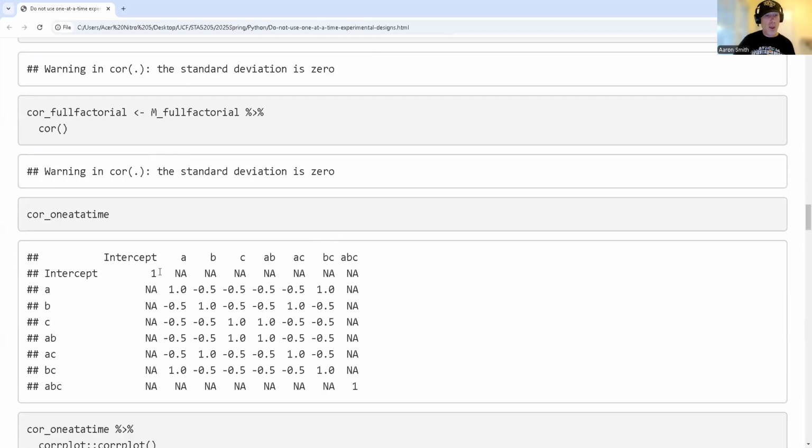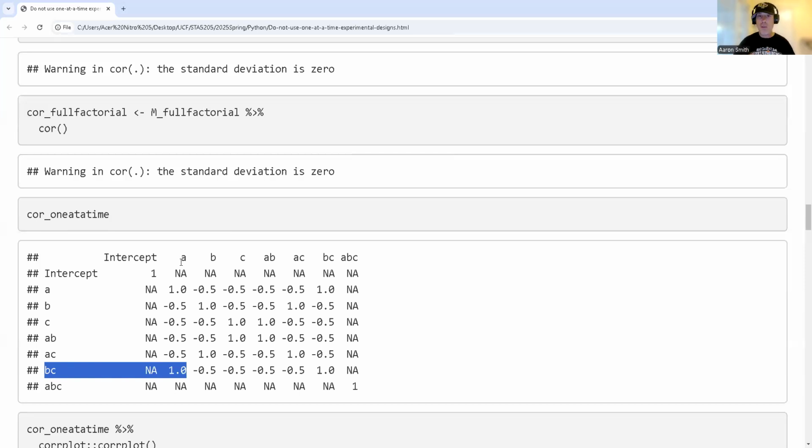All right, so when I look here, this is a correlation matrix of my one-at-a-time design. I have one on the diagonal. That is normal; I will always have one on the diagonal of a correlation matrix. But notice I've got a one on the skew diagonal going up the other direction. That means the A column is perfectly correlated with the BC column, which means I have redundancy in what's going on.